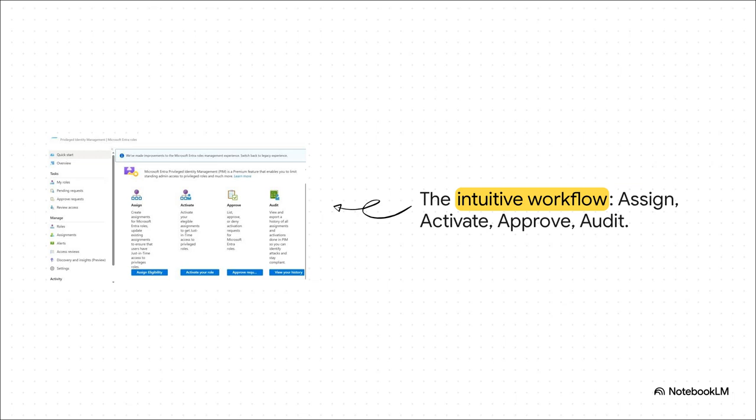I love how Microsoft takes this super complex governance concept and distills it down into a highly visual, four-pillar workflow. You have Assign, where you set up the assignments to ensure users have just-in-time access. Activate, where users actually go to turn on their eligible assignments. Approve, where managers can review, approve, or deny those activation requests. And Audit, which is absolutely crucial. This lets you view and export a full history of all assignments and activations so you can spot any potential attacks and stay fully compliant.